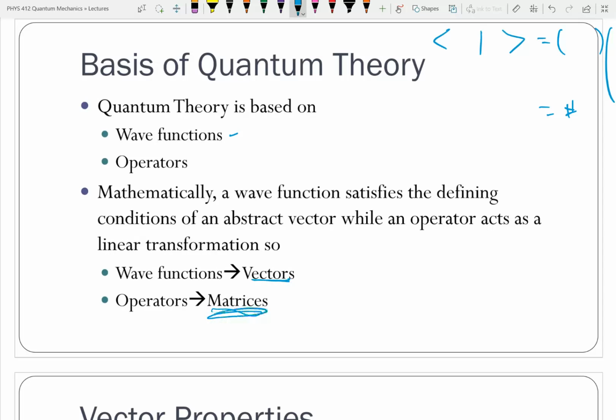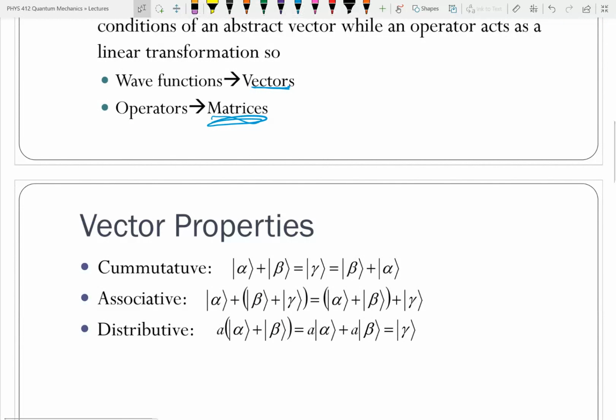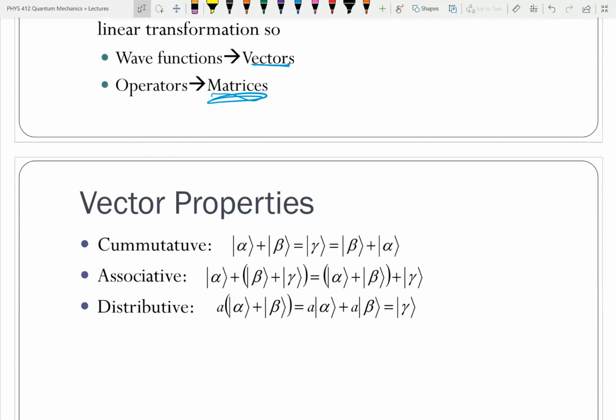Operators are matrices. So we're going to be looking at some matrix math and linear algebra ideas when we do that. So our wave functions will either be functions, as we have used, or vectors. Operators, a kind of function that operates on a function, or a matrix.